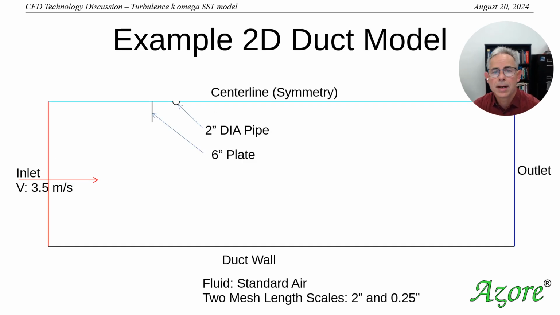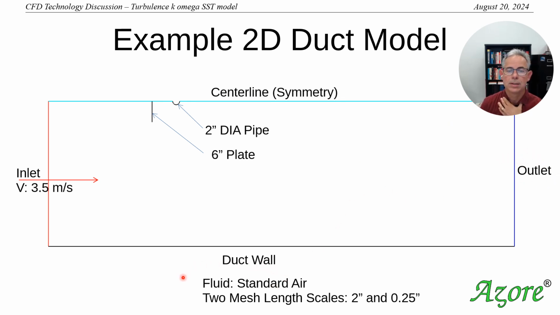So the example I have chosen here is a very simple flow through a duct, where we're going to assume a uniform flow on the left-hand side. It's going to travel from left to right, and we've put a little flat plate here and a little pipe, and we're going to say this is half of the duct. So this line right here is the center line of our duct, and then the flow goes out here.